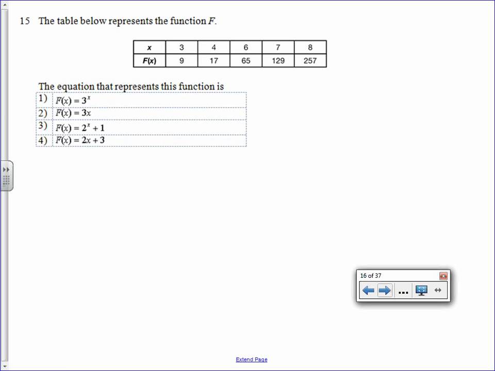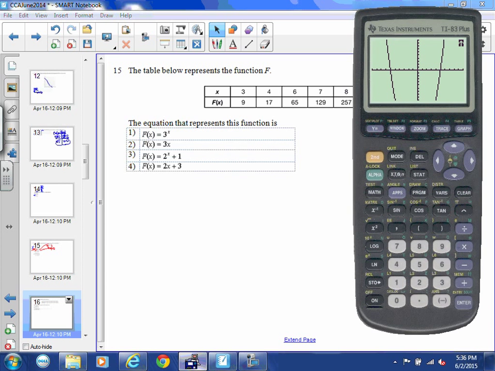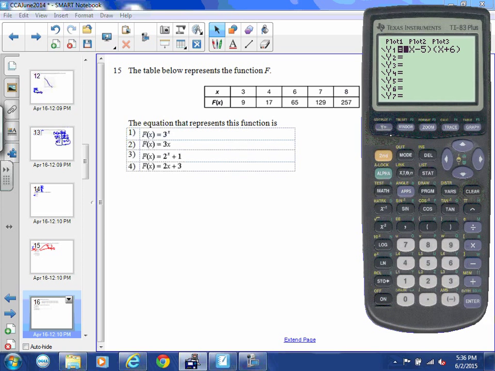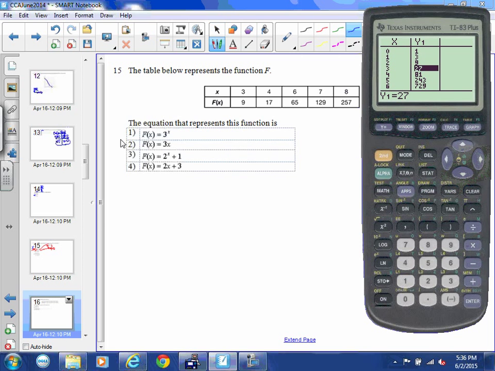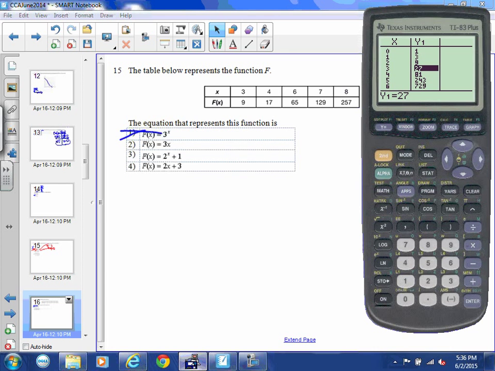It's asking which equation represents the function. This should be a simple question for you as long as you know to go to the calculator. I'm going to graph each of them. I'm going to see which one has that table. Y equals 3 to the power of x. Again, your calculator will actually come to the exponent. Yours is better than mine. You are fortunate. 3 comma 9. Nope, that's not my answer. So next I'm going to try 3x.